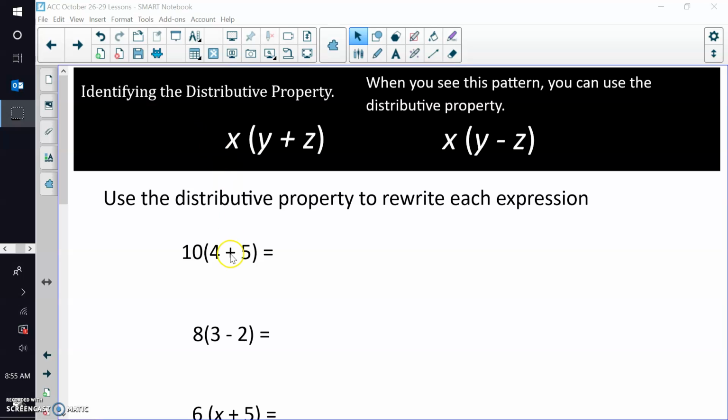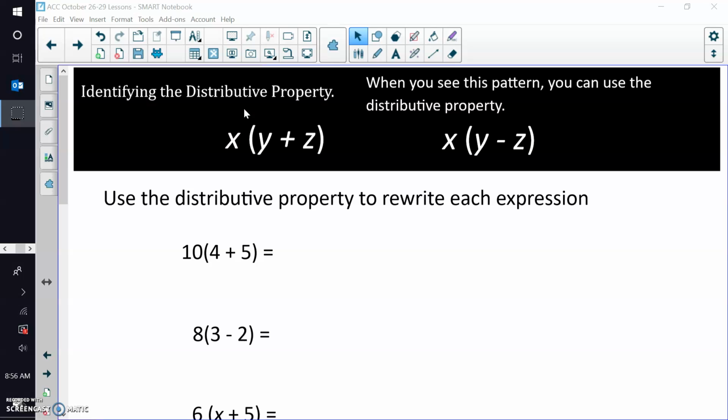Notice that the number is written right next to parentheses, so that is a multiplication symbol. So when you see a number written right next to the parentheses, that indicates multiplication. You don't have to have a multiplication symbol in between there. So that's one way to recognize that.